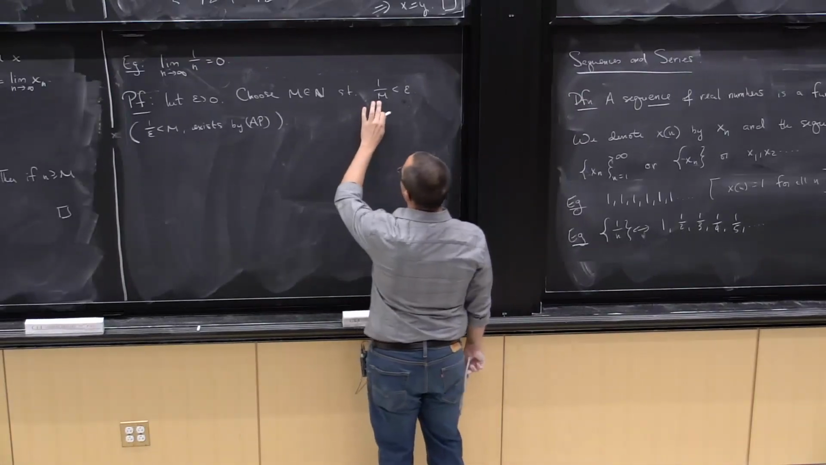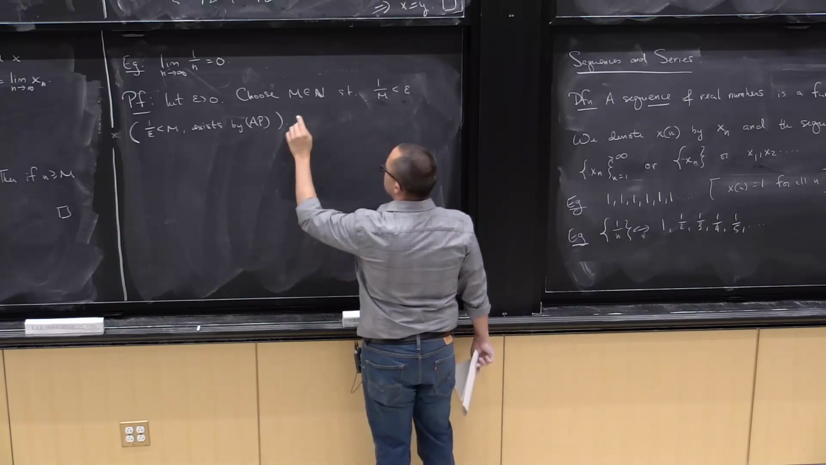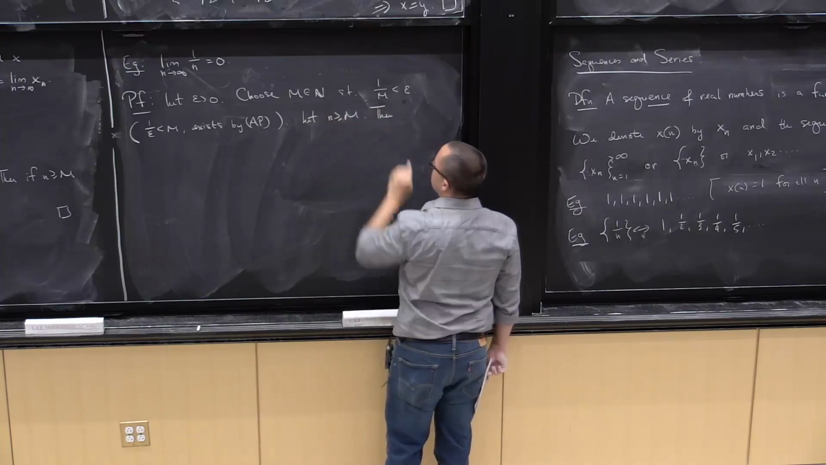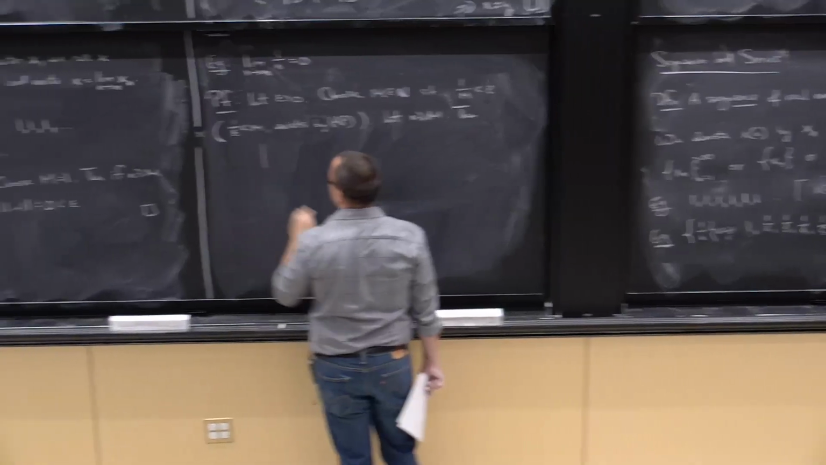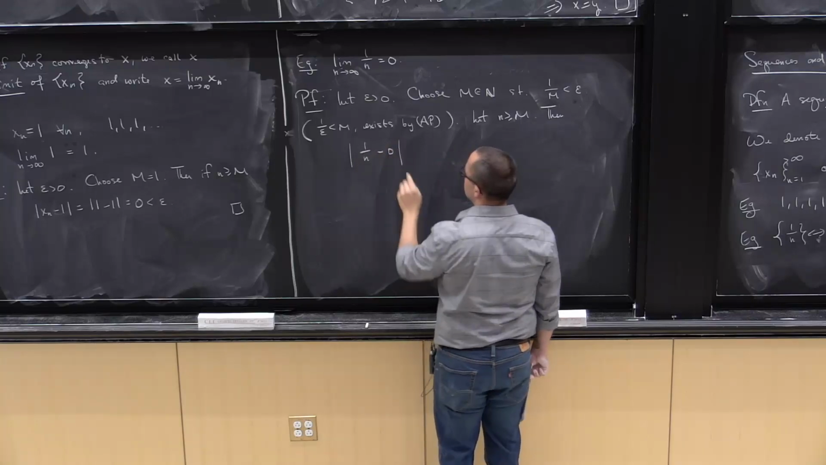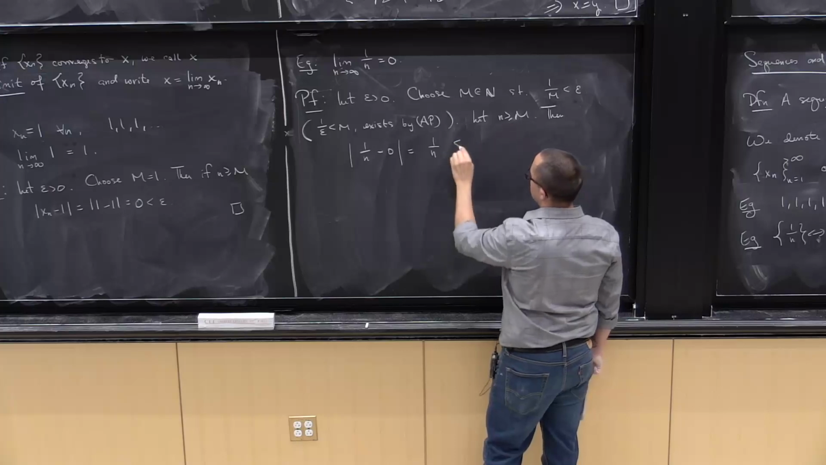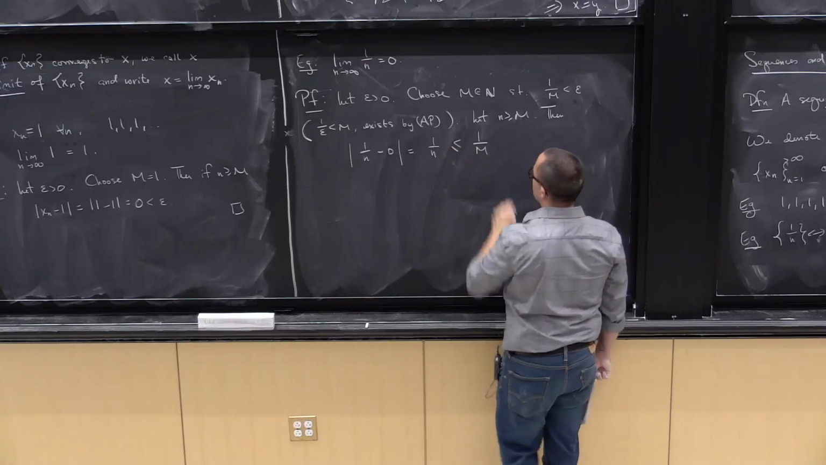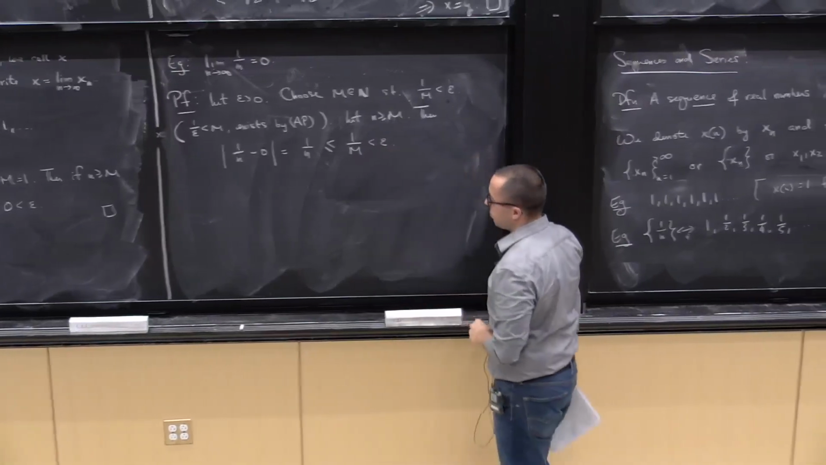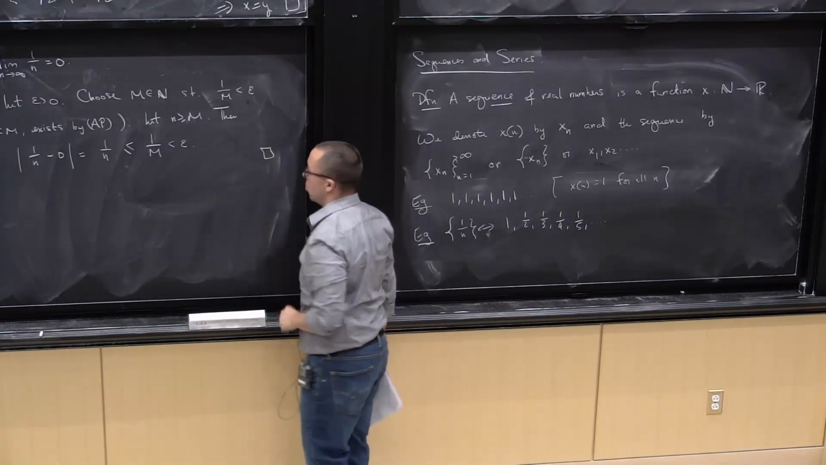Now I need to show you that this number works, okay? So let n be bigger than capital M. Then if I look at x sub n minus my proposed limit, which is 0, so I look at 1 over n minus 0, this is equal to just 1 over n. Since little n is bigger than or equal to capital M, this is less than or equal to 1 over capital M, okay? Which is less than epsilon.